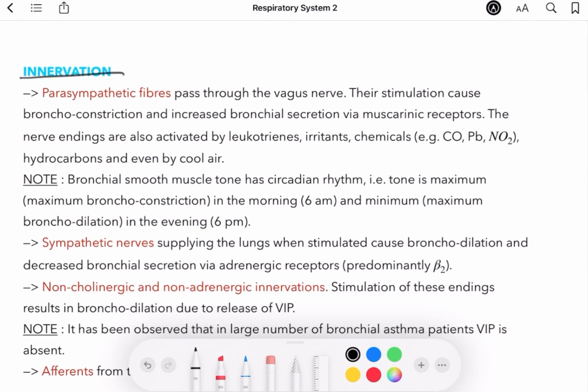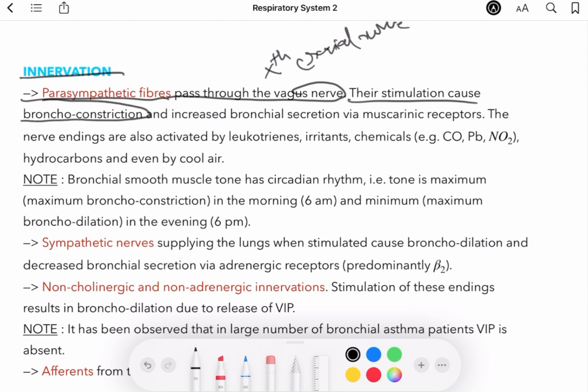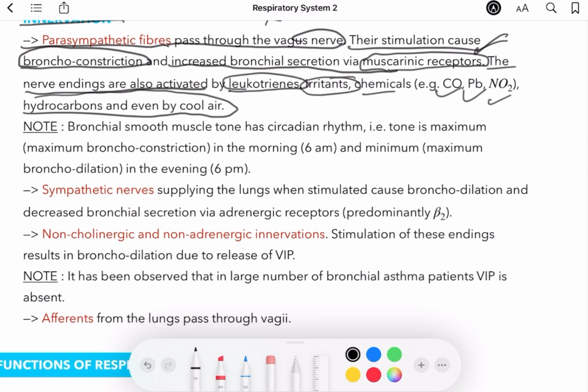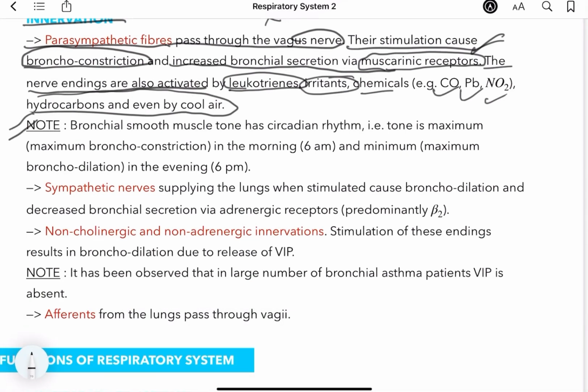Now talking about innervation, parasympathetic fibers pass through the vagus nerve, that is the 10th cranial nerve. Stimulation causes bronchoconstriction, that is constriction of bronchi, and increases bronchial secretion via muscarinic receptors. Remember the name of the receptor. The nerve endings are also activated by leukotrienes, irritants, chemicals, for example carbon monoxide, lead, NO2, that is nitrogen dioxide, hydrocarbons, even by cool air. So parasympathetic fibers do what? Bronchoconstriction, via muscarinic receptors, and the nerve endings are also activated by leukotrienes, irritants, chemicals.